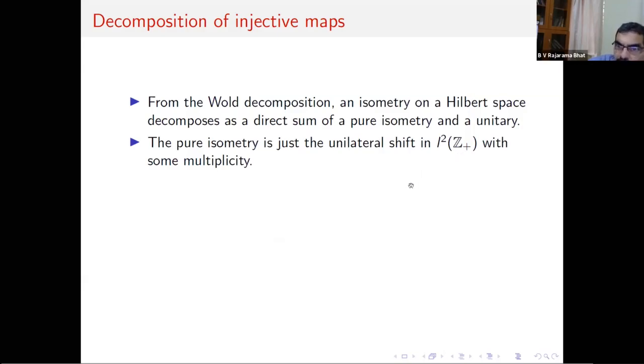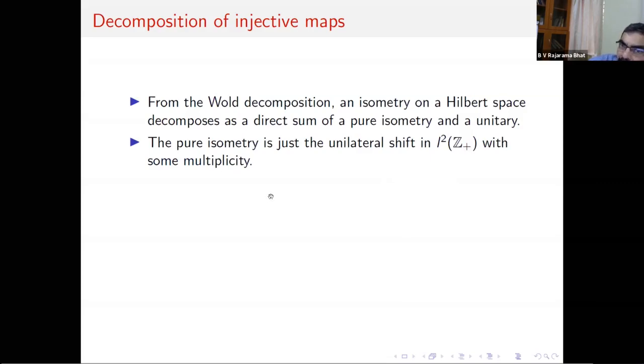So you see, you have the wandering subspace. You can take the natural, the sort of canonical wandering subspace. You take a basis for that. From that, you see that when you act by V, it keeps shifting to the other part. So it gives you the multiplicity space. The canonical wandering subspace gives you the multiplicity space. The whole pure isometry is just the shift on L2Z plus with some multiplicity.